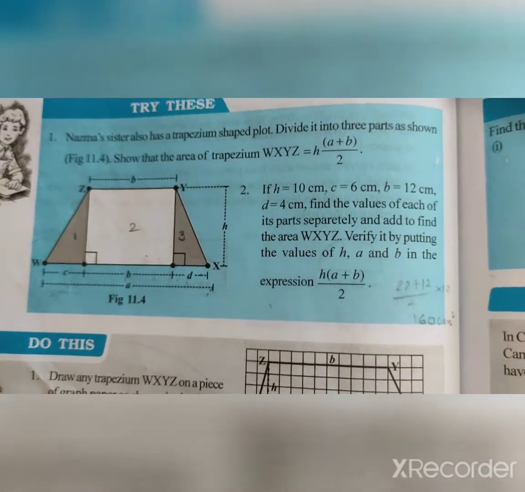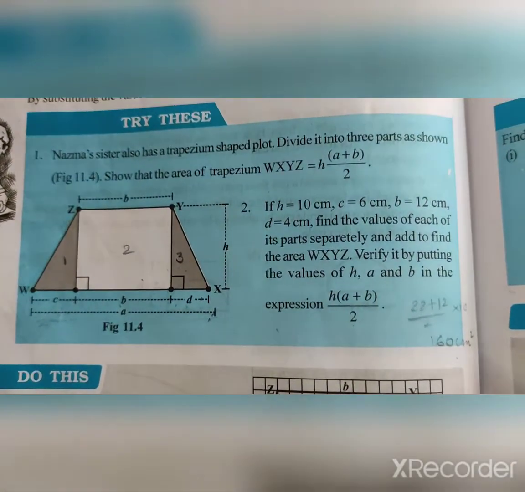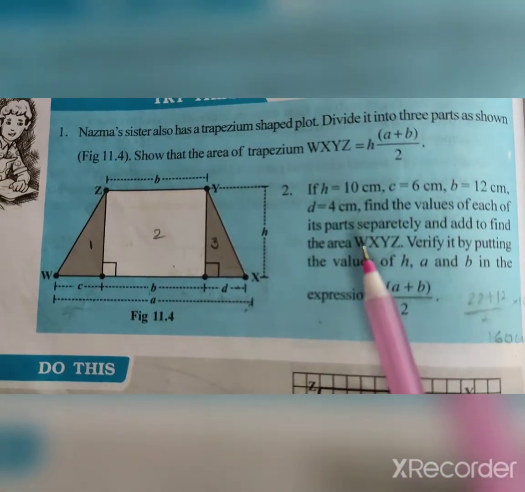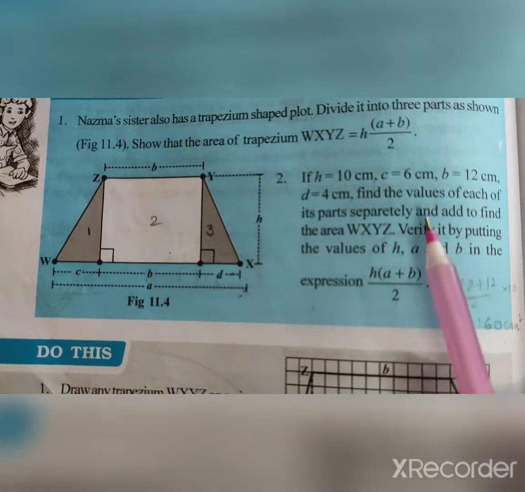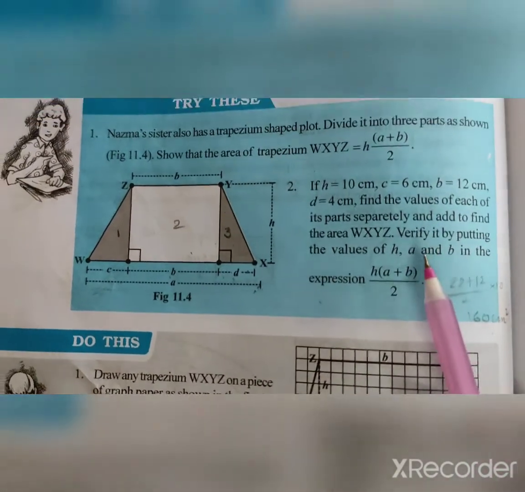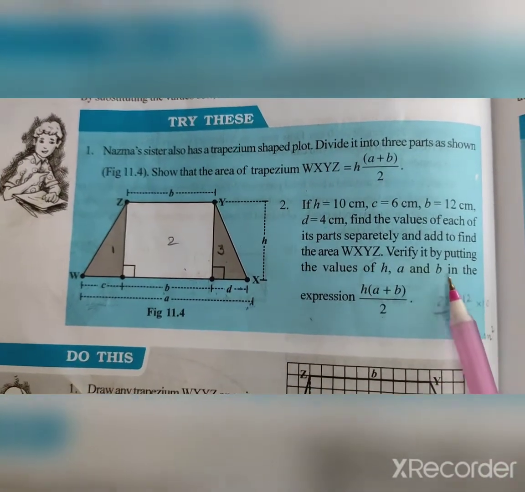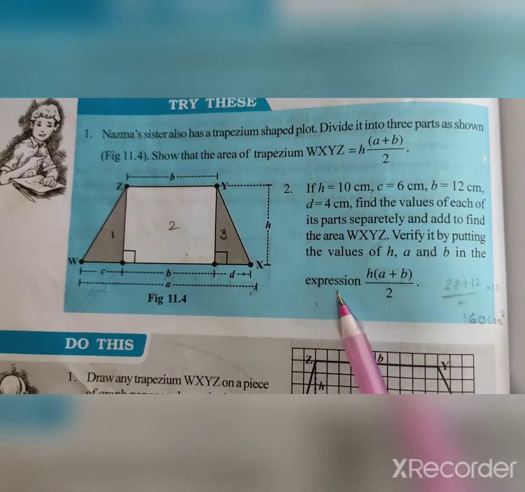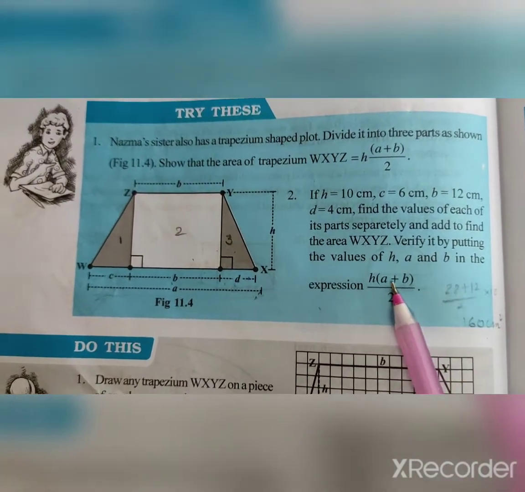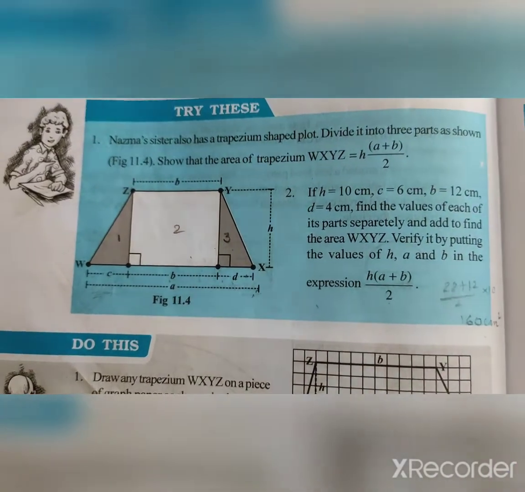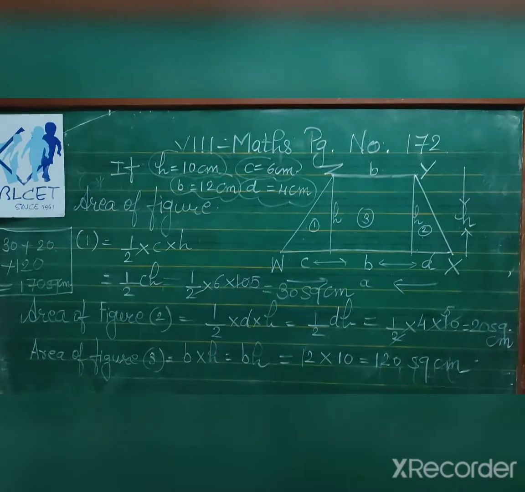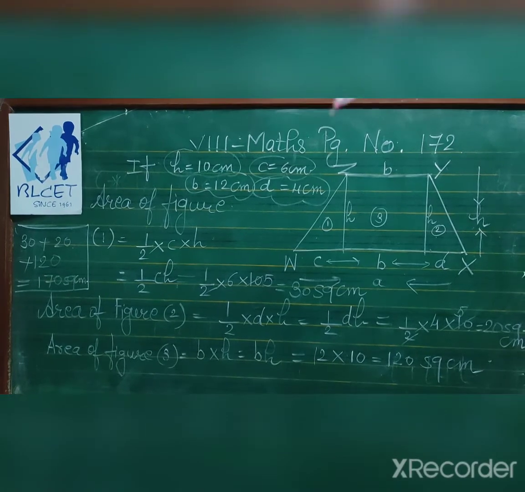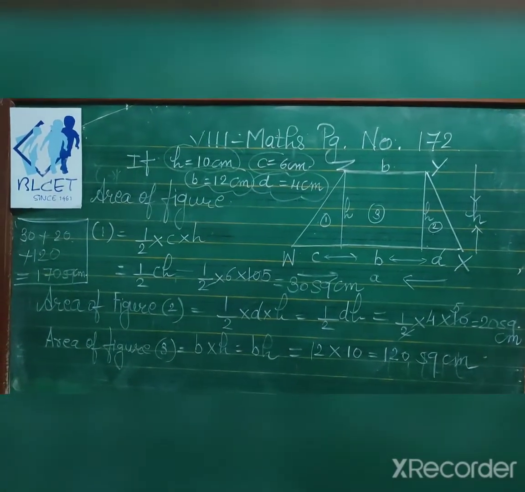Okay. If H equal to 10 cm, C equal to 6 cm, B equal to 12 cm, D equal to 4 cm, find the values of each of its parts separately and add to find the area of WXYZ. Verify it by putting the values of H, A and B in the expression H, in the bracket A plus B upon 2. Let us start. So see here, H is given 10 cm, C is given 6 cm, B is 12 cm and D is 4 cm. So separately we will calculate the area.